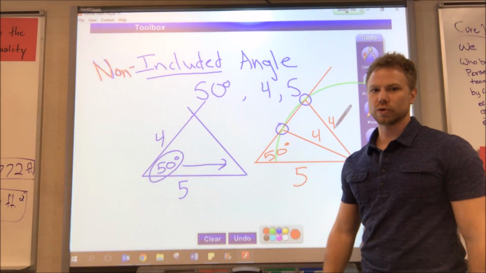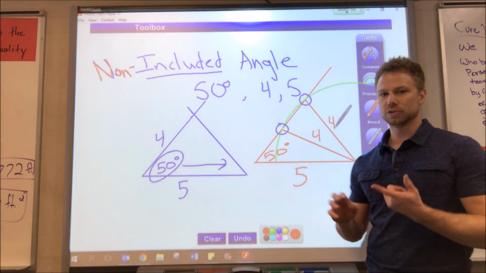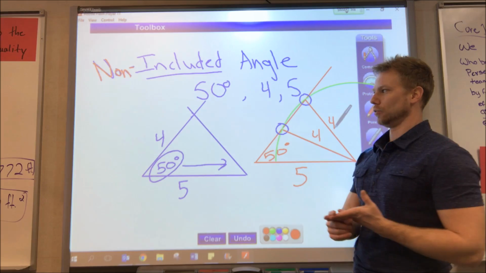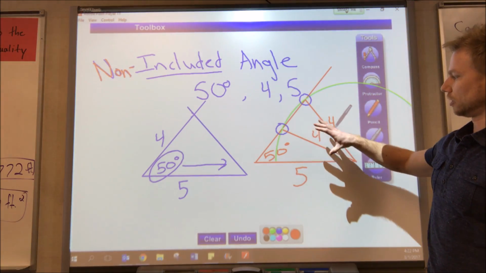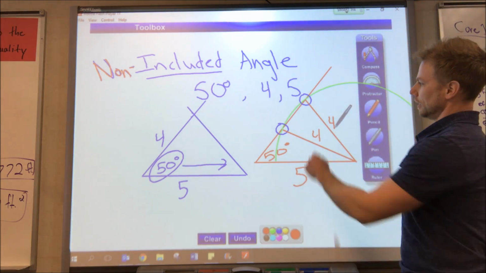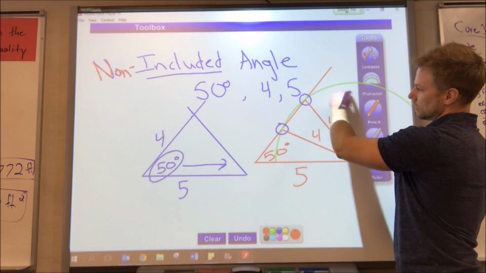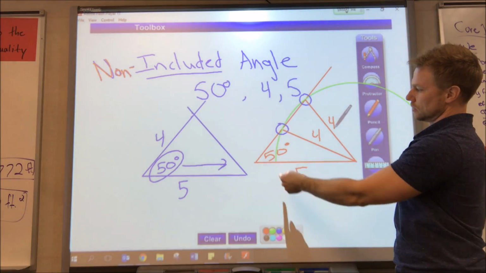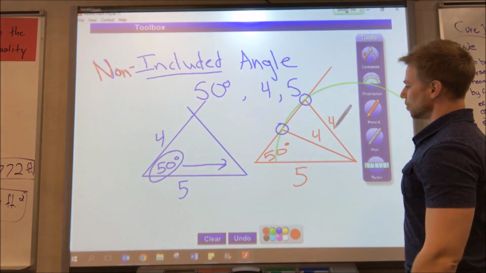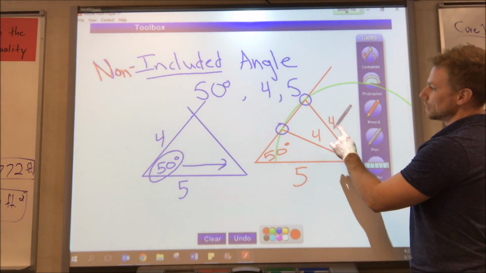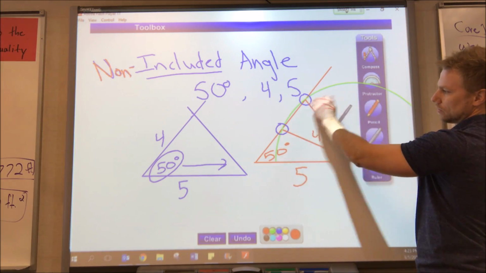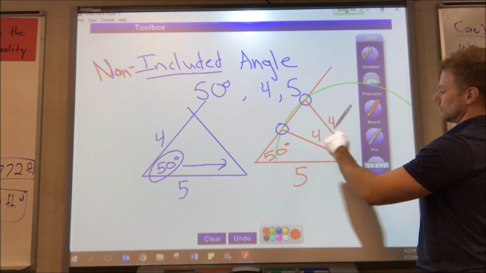There's going to be questions where I ask you, is it possible to make 0 triangles, 1 triangle, or 2 triangles with a non-included angle? So you're going to need to set it up like this using the compass and the protractor and draw the arc and see, does it intersect twice, does it intersect once, or doesn't it intersect at all? For example, if I said this side was 3 instead of 4, then it would not actually intersect that other side at all. It'd be too short.